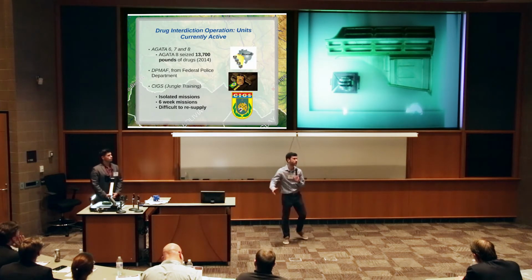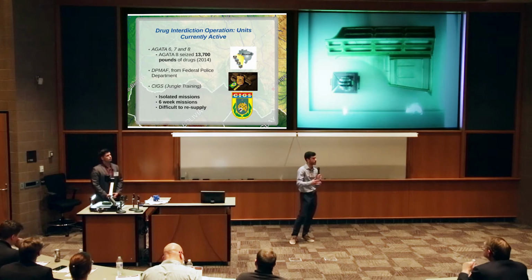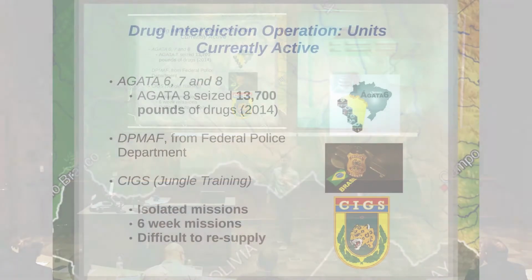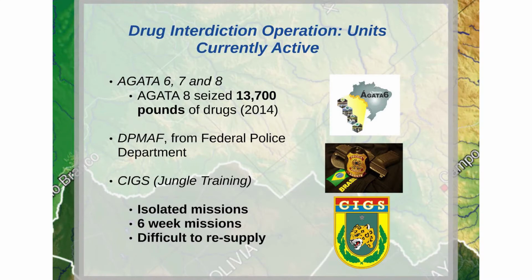I'm going to talk about the units that operate in that jungle to prevent this. We have the 3 main missions, Agatha 6, 7, and 8, which are composed by the Brazilian Air Force. And Agatha 8 seized 3,000 pounds of drugs in the last year. That is a big quantity.